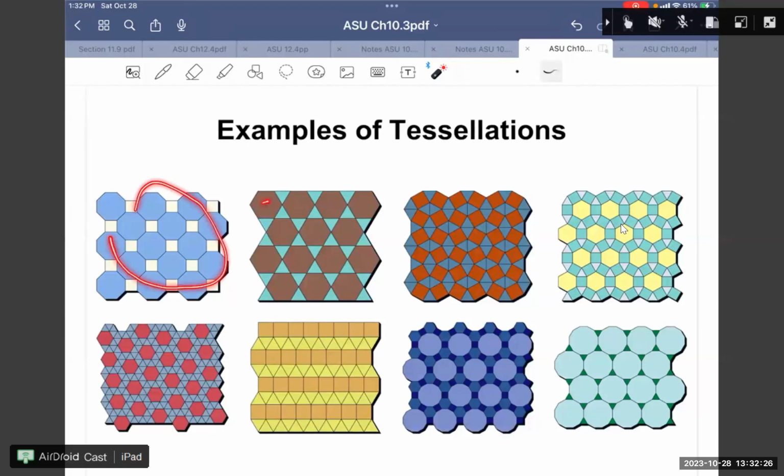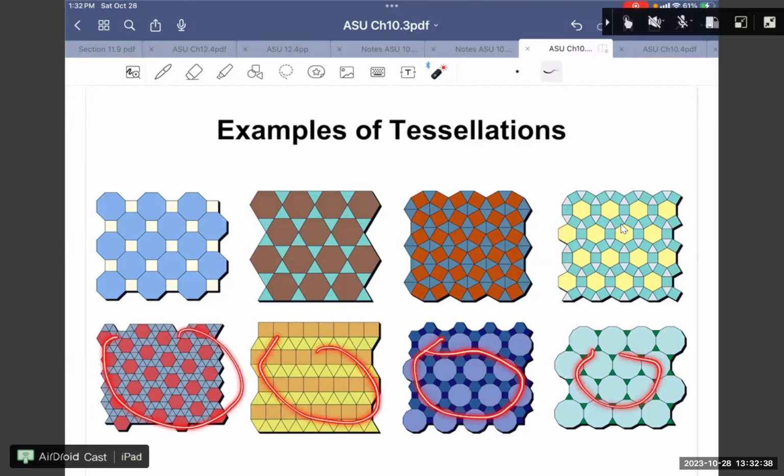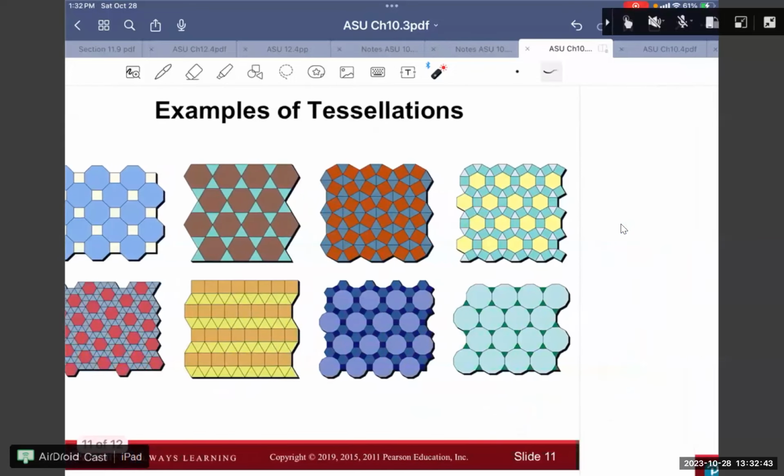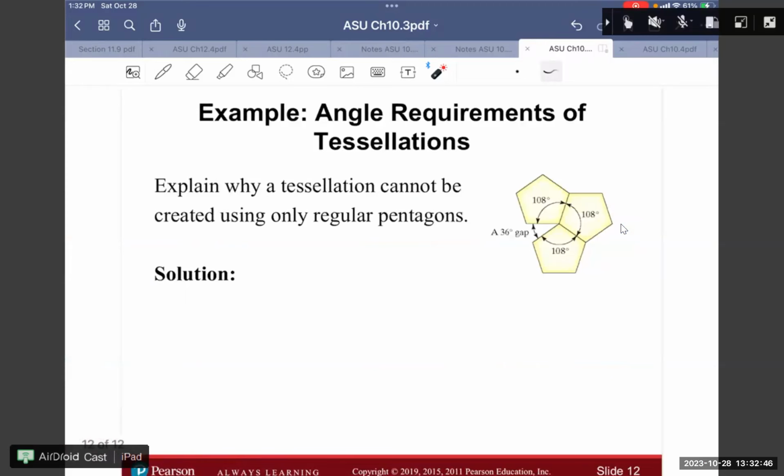So this is an example of another tessellation. You see this looks like a soccer ball, or a basketball. That's how they decorate something. So we have a sample of the angle requirement. They want us to explain why a tessellation cannot be created using only regular pentagons.